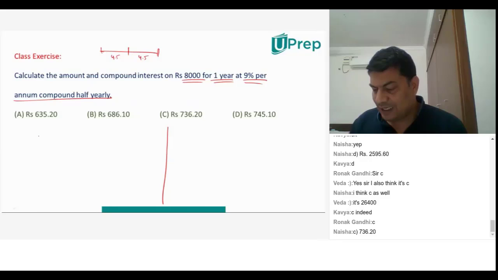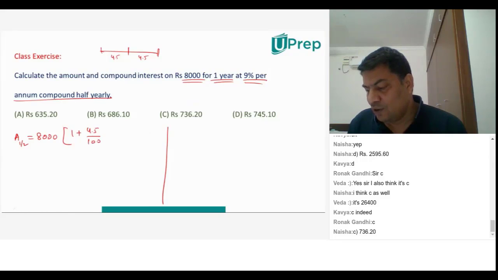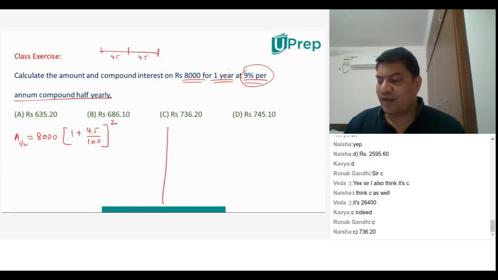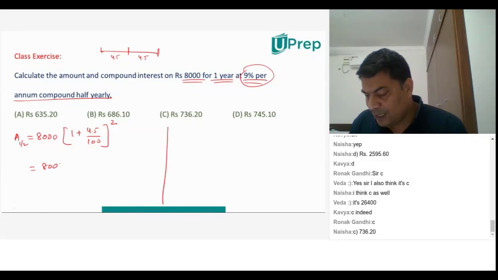So you know the formula is amount at the end of 1 year, but 2 terms, is 8,000 into 1 plus R by 100, 1 plus 4.5 by 100, whole to the power of 2. 4.5 because 9% divided by 2. Why is it 2? Because 1 year we are dividing into 2 parts compounded. So basically it is 8,000 multiplied with 4.5 means 0 here, 45, 9, 5 9s are 5, 2s are 200, 9 by 200. Is that correct?